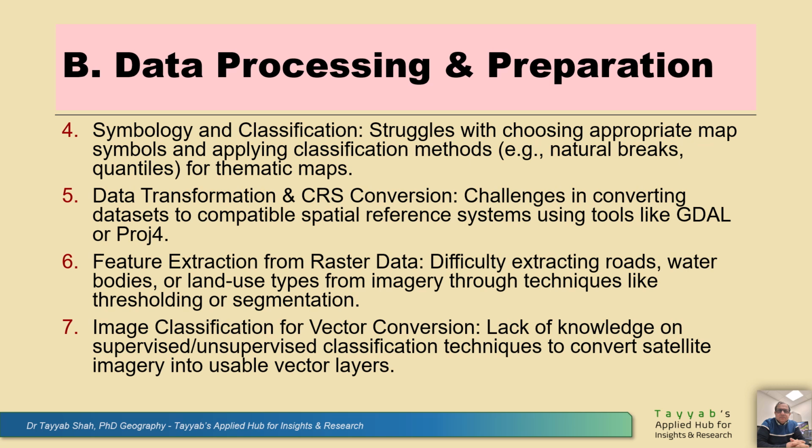Data processing and preparation. There are some important things which will need to be considered. One of them is the symbology and classification of the data sets. Most people struggle, I'm talking about developers, with choosing appropriate map symbols and applying classification methods. It's very important to understand the science or statistics behind those classifications. We are going to discuss this in this course as well.